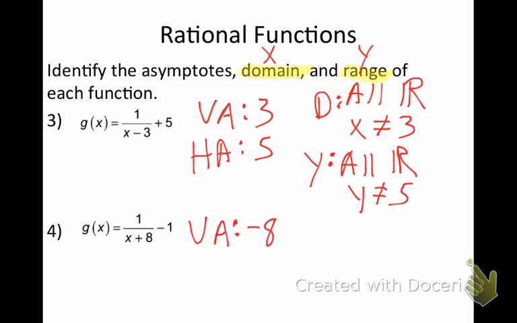-8, because -8 plus 8 gives me 0. Can't have 0 in the denominator. Kyle, give me the horizontal asymptote. -1. Or no, positive. No, -1.